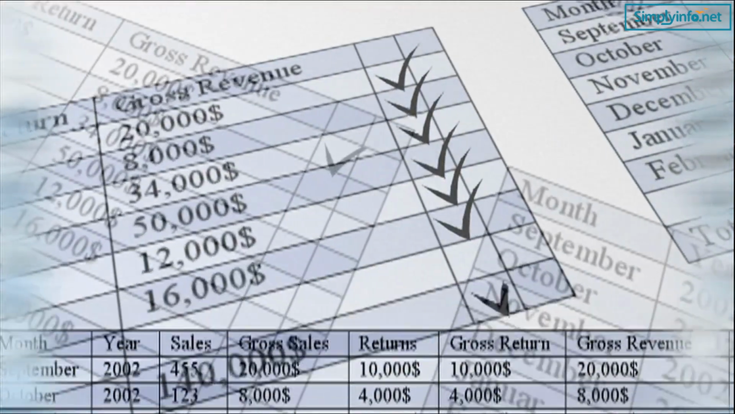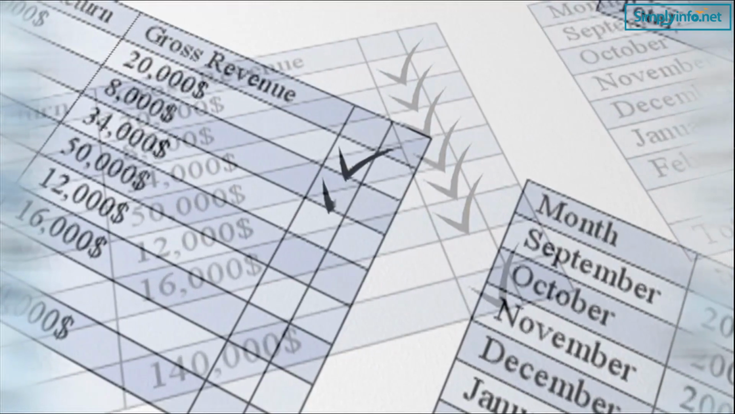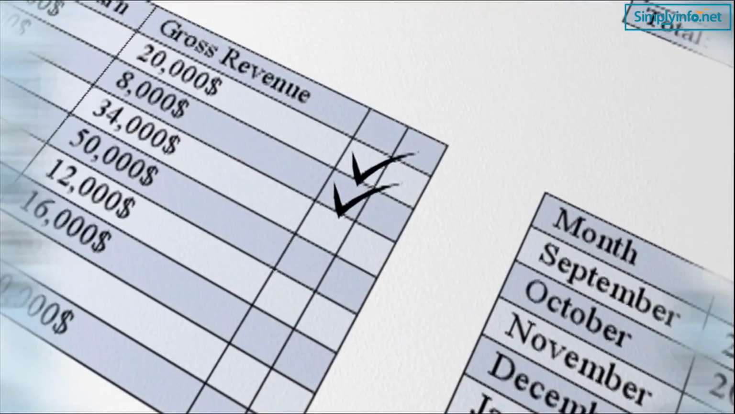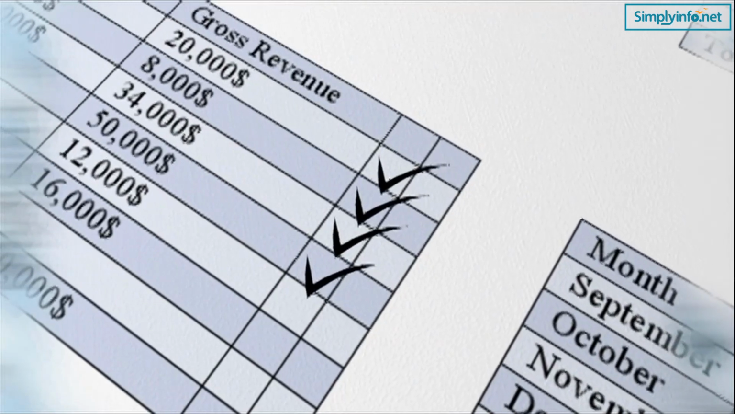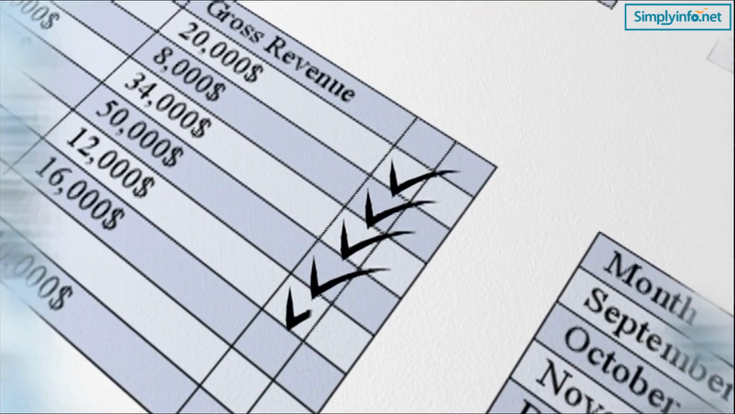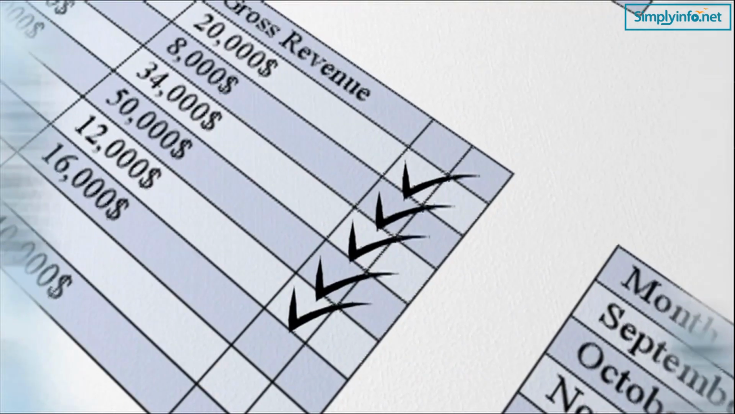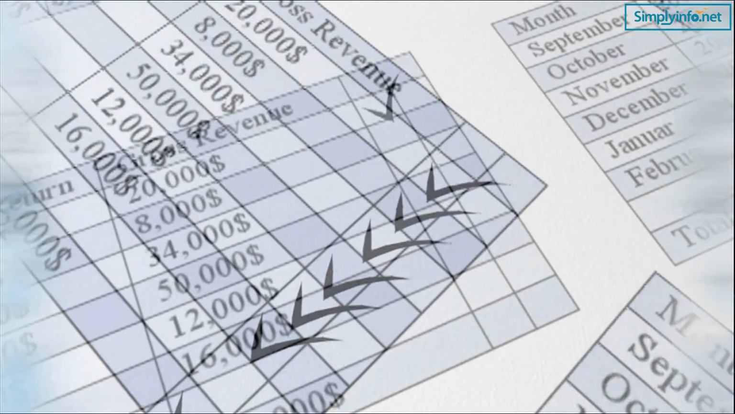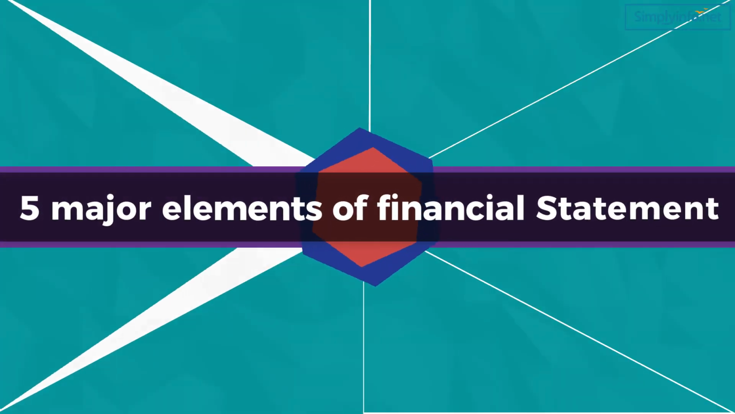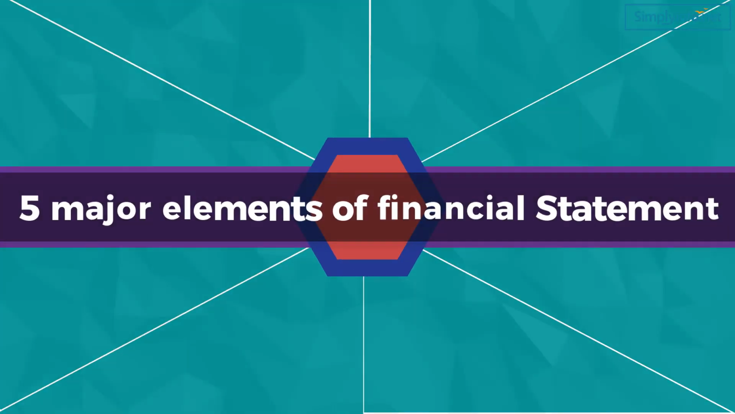If the normal balance of account is debit, then any increase in that account is recorded on the debit side and any decrease on the credit side. Contrarily, if the normal balance of an account is credit, any increase in that account is recorded on the credit side and any decrease on the debit side. There are 5 major elements of financial statement.